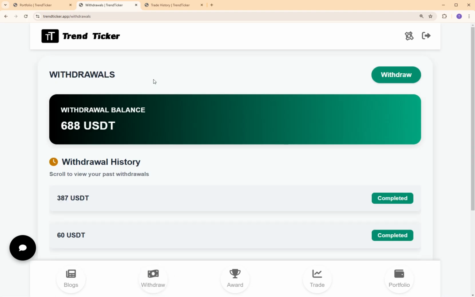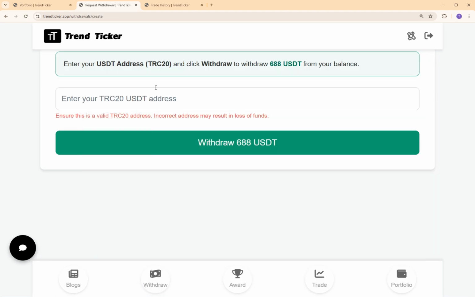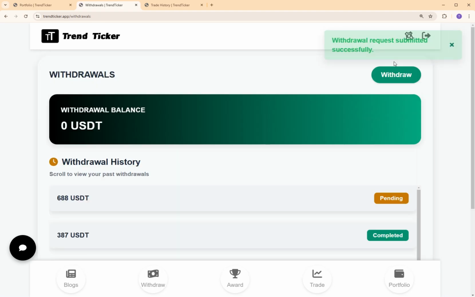You can withdraw your earnings in USDT by clicking on Withdraw. Enter your Tron Network USDT TRC20 wallet address, and your withdrawal will be processed successfully. You can use wallets like Binance, Trust Wallet, or any other crypto wallet.